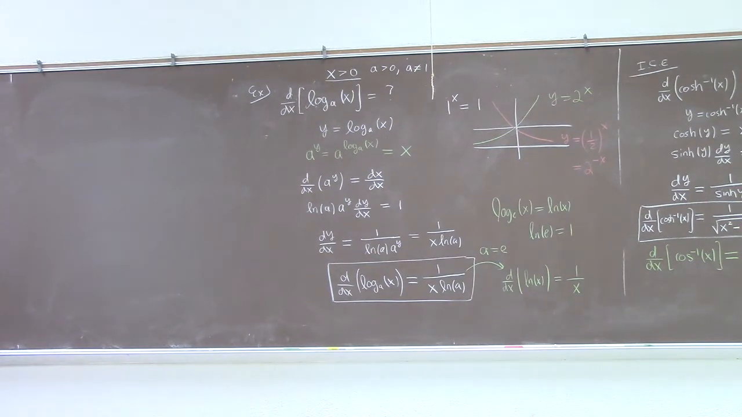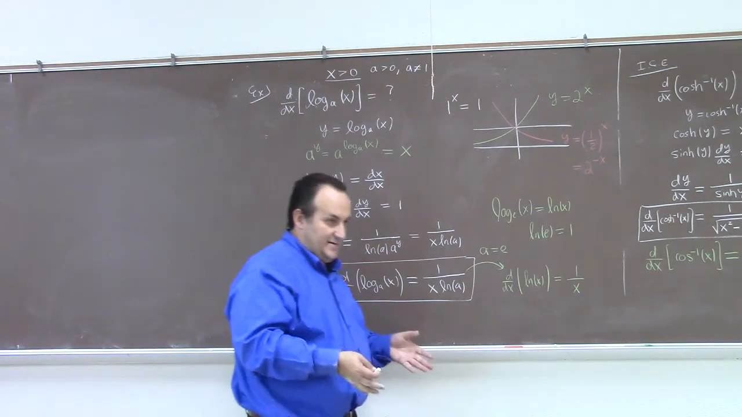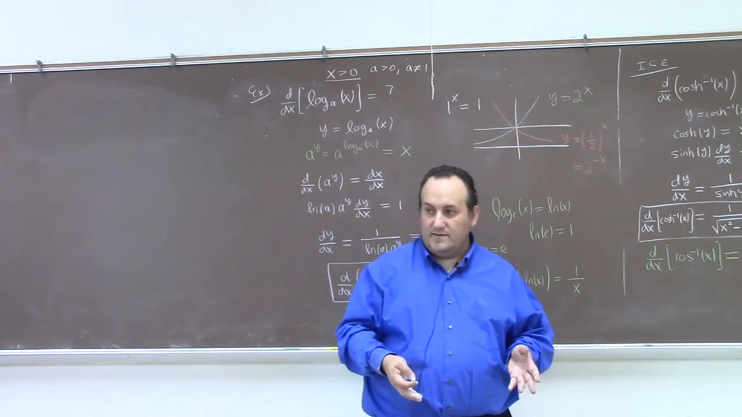Suppose we had y is the square root of x cubed plus 1 times e to the x squared divided by the cube root of 1 plus 2x. I think we can all agree we do not want to differentiate this directly, right? It's a pain.